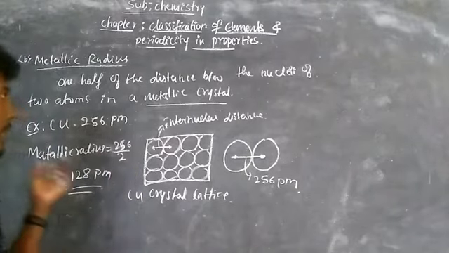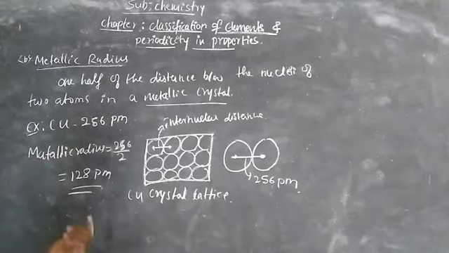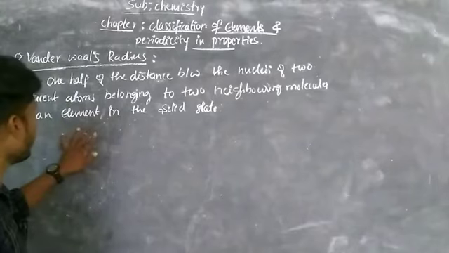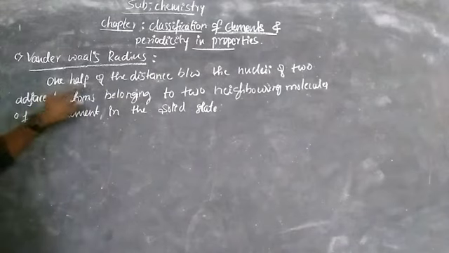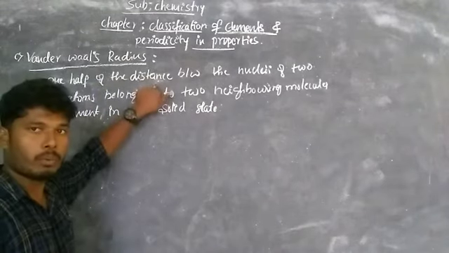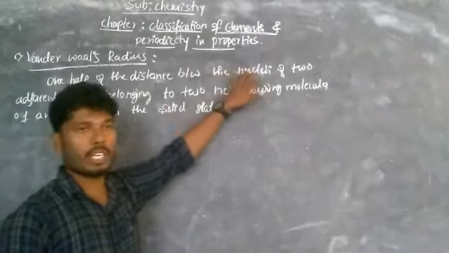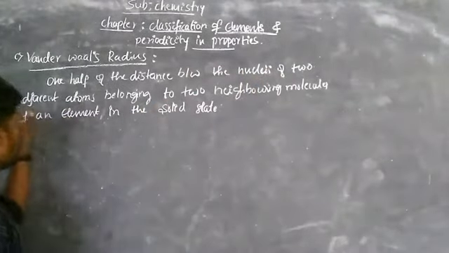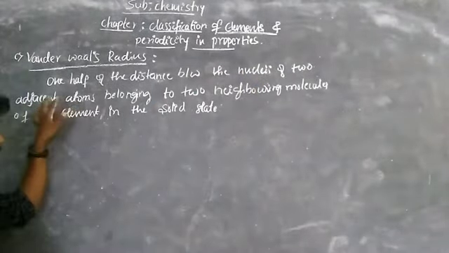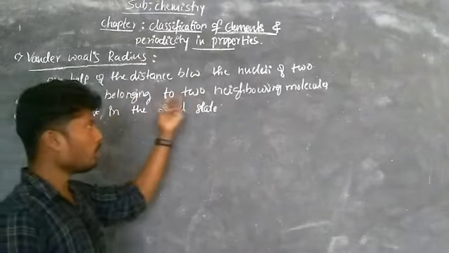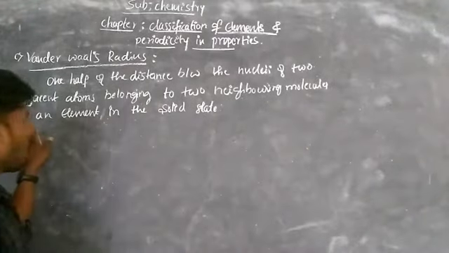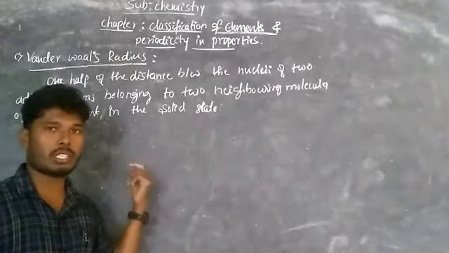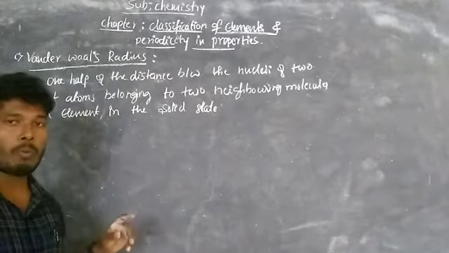Okay. Then take the next one, Van der Waals radius. The third one is the Van der Waals radius. This Van der Waals radius is defined as one half of the distance between the nuclei of two adjacent atoms belonging to two neighboring molecules of an element in a solid state. This is called the Van der Waals radius.